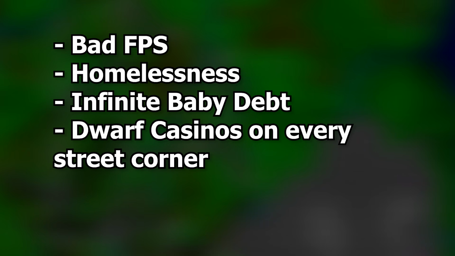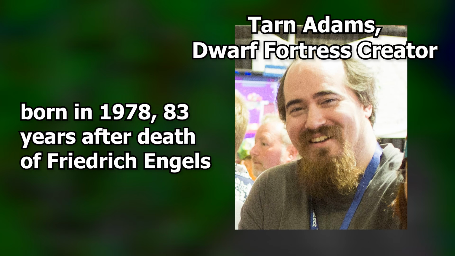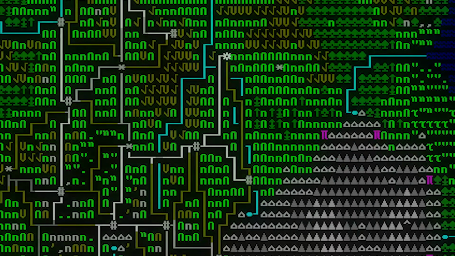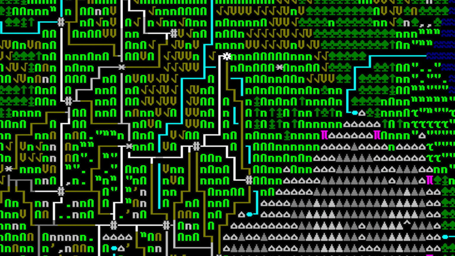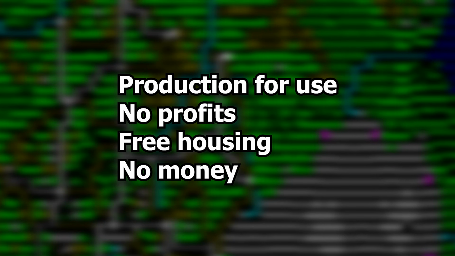Because Engels died in 1895, he had no way of predicting the arrival of the mad genius Tarn Adams, and so could not have known of the existence of Dwarf Fortress, frames per second, baby debt, etc. However, he was also a very smart man, and so, had he known, we must assume he would have factored all of this into his analysis. Capitalism leads to FPS death, regardless of whether or not the workshops are owned by the fort, and so capitalism has to go. Following the update from 40D, it was replaced, with the economy system officially being put on hold in favor of a much simpler system of production for use instead of sale, of free housing and no money, and so Dwarf Fortress became communist.